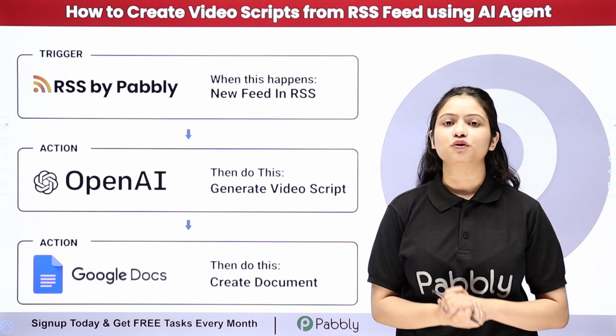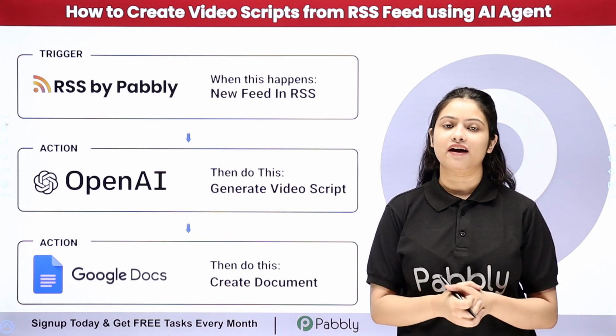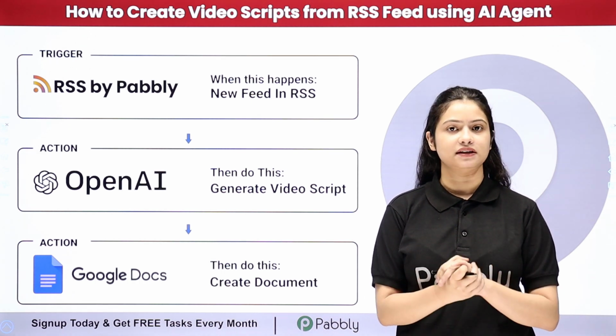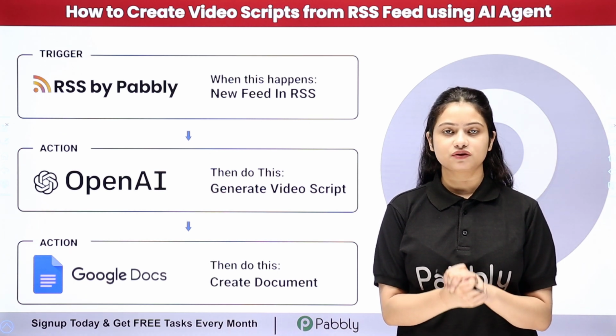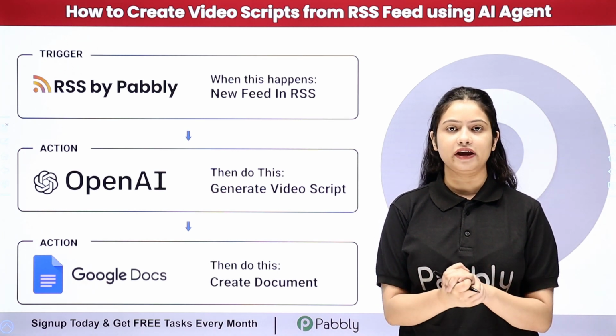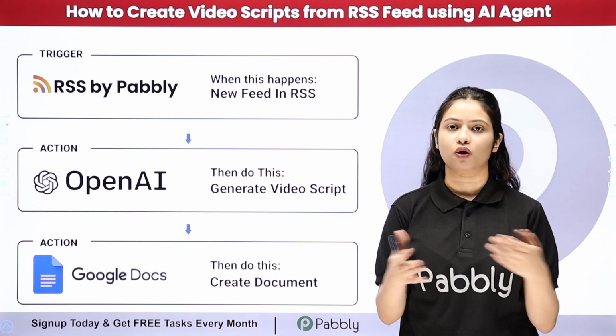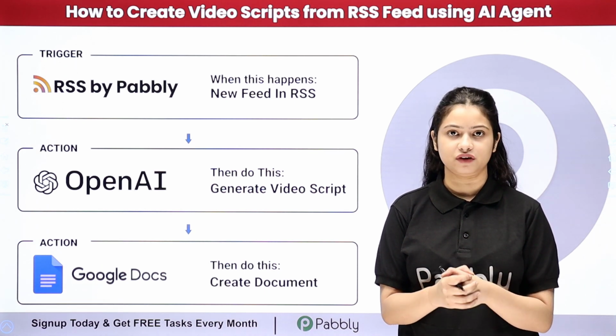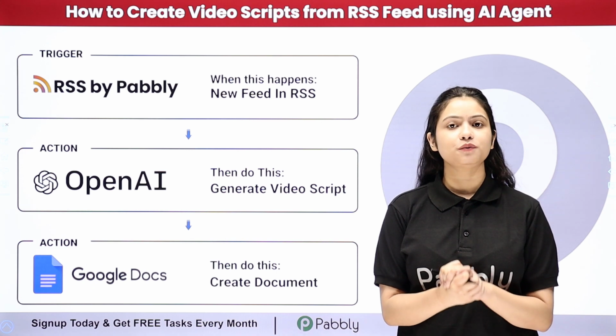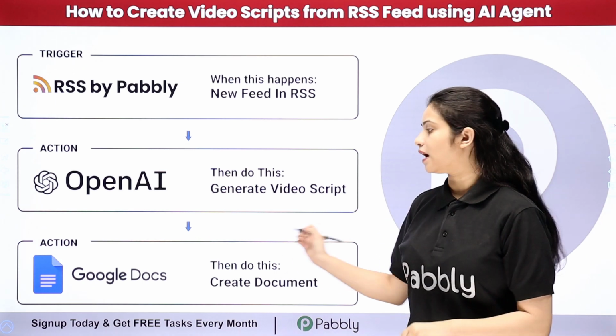So I have decided to automate this long process with the help of my AI agent, that is OpenAI and Pabbly Connect. Now every time a new RSS feed is received, automatically my AI agent is going to generate a video script for my content creators with the help of that RSS feed news, and also a document is going to be prepared for the same video script in my Google Docs.